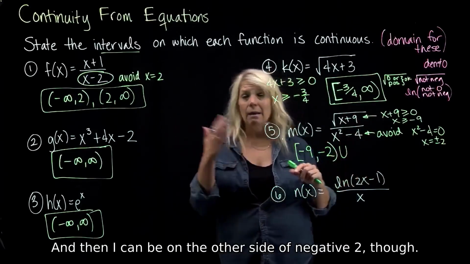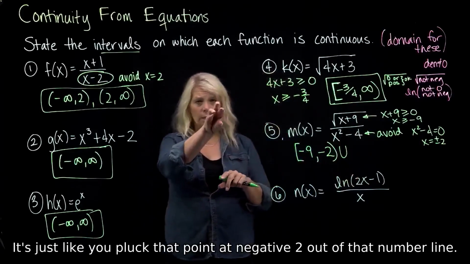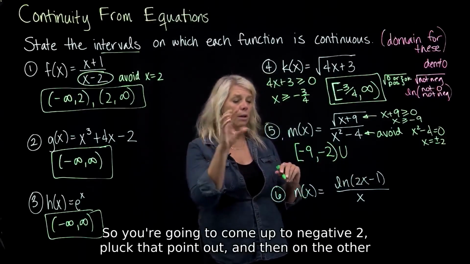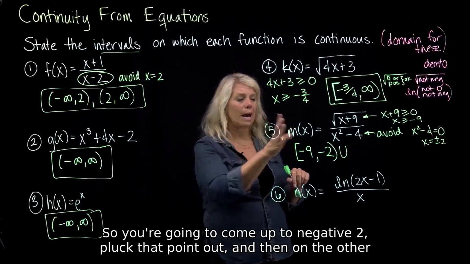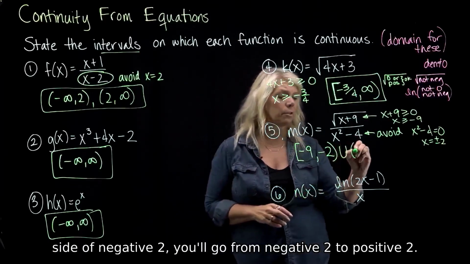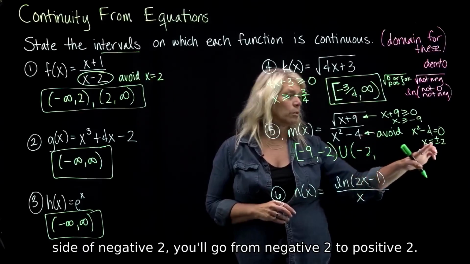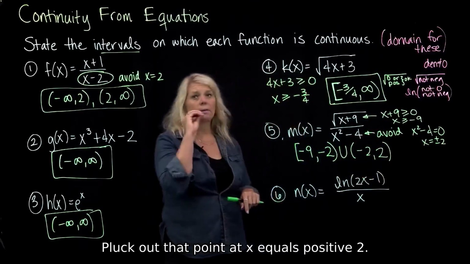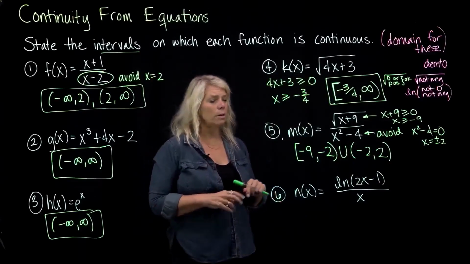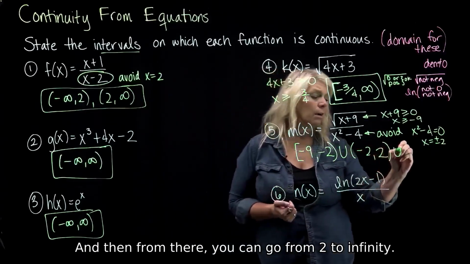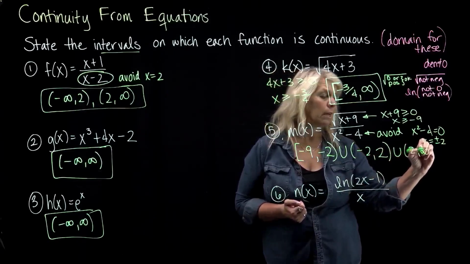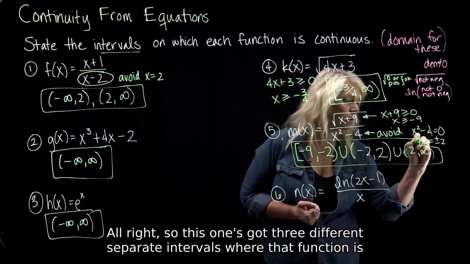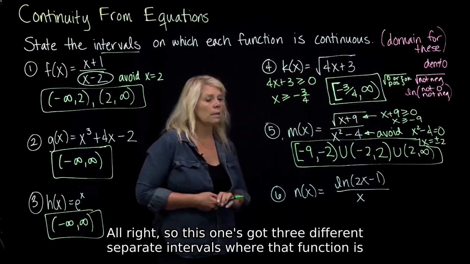And then I can be on the other side of negative 2, though. It's just like you pluck that point at negative 2 out of that number line. So you're going to come up to negative 2, pluck that point out, and then on the other side of negative 2, you'll go from negative 2 to positive 2. Pluck out that point at x equals positive 2. And then from there, you can go from 2 to infinity. All right, so this one's got 3 different separate intervals where that function is continuous.